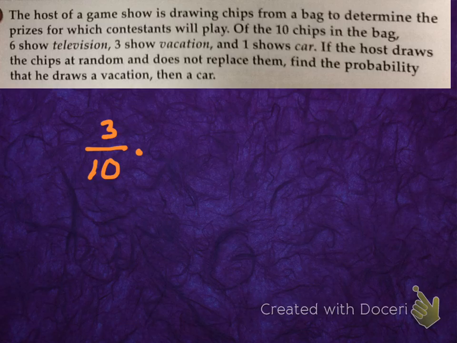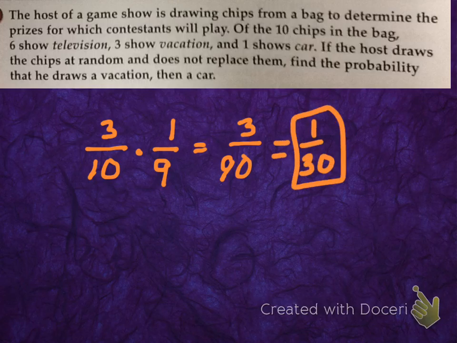Now that chip is out of the bag, sitting there on the desk, table, whatever. And now we say, all right, what is the probability that out of the bag we draw the car chip? 1/9, because there are only 9 chips in the bag. That was confusing for some people. And we multiply those together. If we would have put the chip back in the bag, it would have been 1/10. But since we did not put the chip back in the bag, it is 1/9.